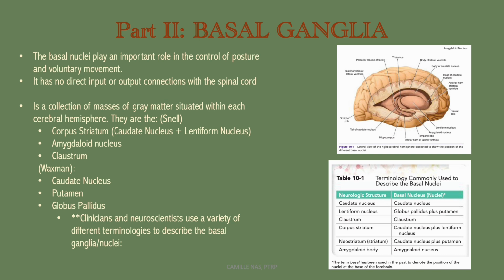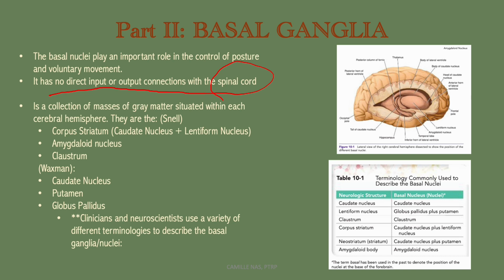Okay, so now we're done with the cerebellum. Let's proceed with the basal ganglia. So do not be confused with basal ganglia. This one is situated in the cerebral cortex. Okay, it's not in the cerebellum, it's in the cerebral cortex. But it also plays an important role in the control of posture and voluntary movement. The difference is that it has no direct input or output connections with the spinal cord.